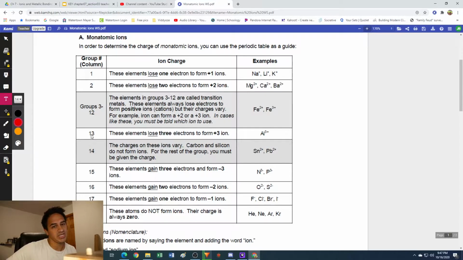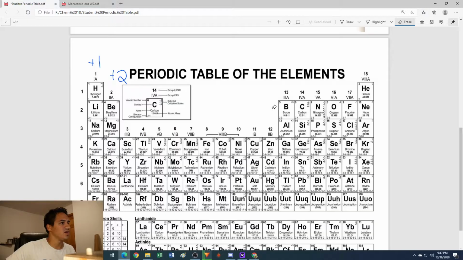Group number 13, or would be 3A. These elements lose 3 electrons to form +3 ions. So that's talking about this one right here. Okay, this is +3. That's these ones. And then these ones here make +4, or they can also make -4. But to be honest, we're not actually going to deal with this whole column because it's a little bit more confusing. So we're actually just going to ignore this whole column, at least for right now.